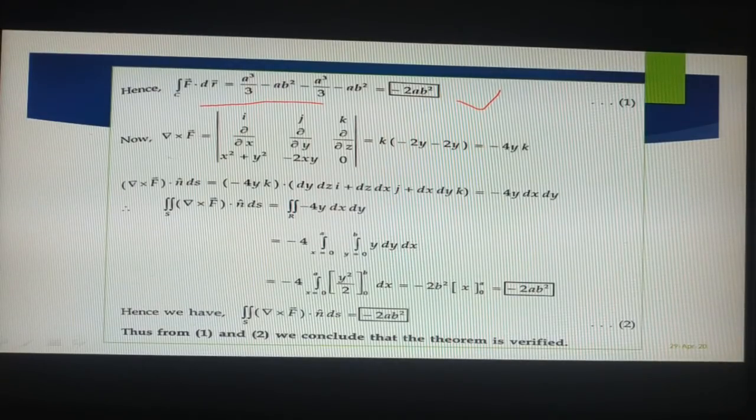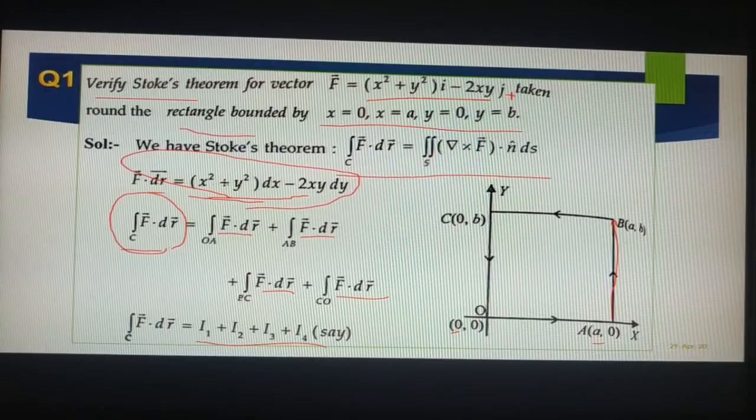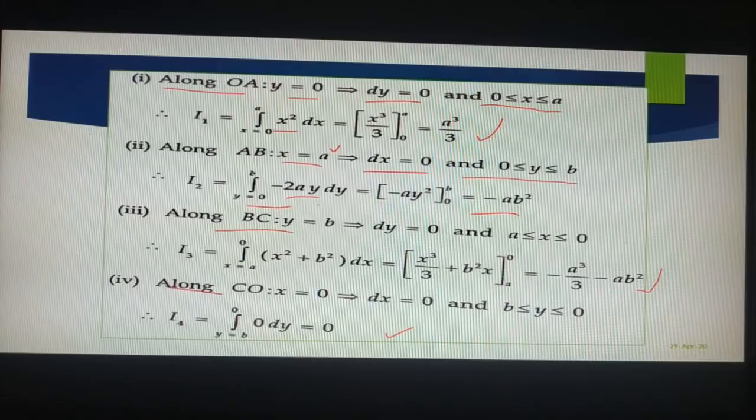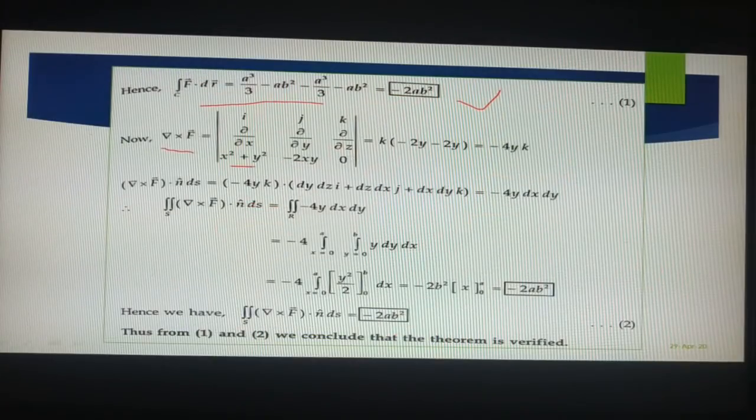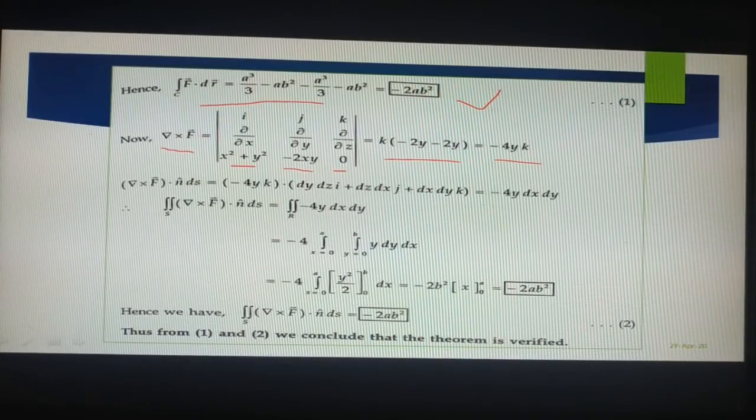When it comes to the RHS, I have to find del cross f bar first. That is the determinant with i, j, k, dou by dou x, dou by dou y, dou by dou z. These are partial derivatives. In your vector field we have two components, x square plus y square, and the other component is minus 2xy. I just took these two components. The z component is not there, so that will be 0. If we find this value, we get minus 4yk.